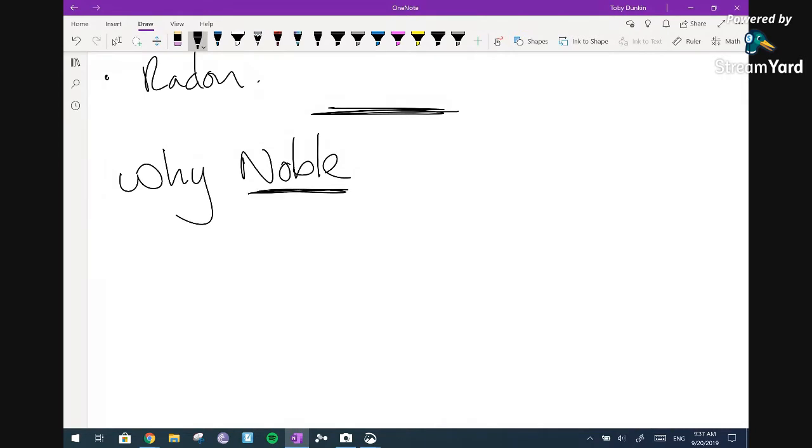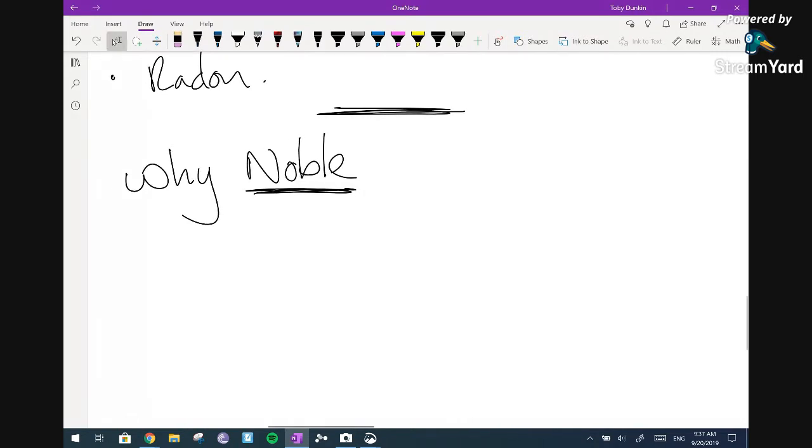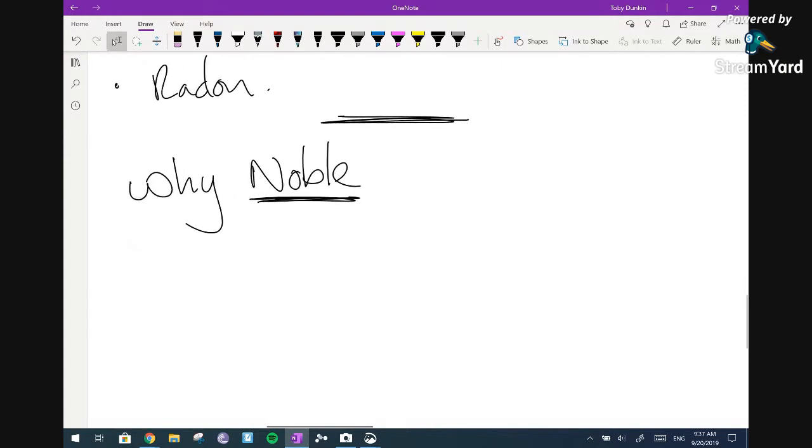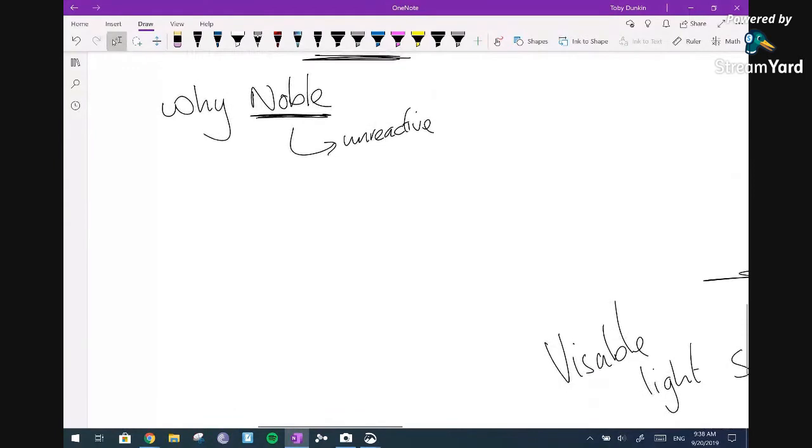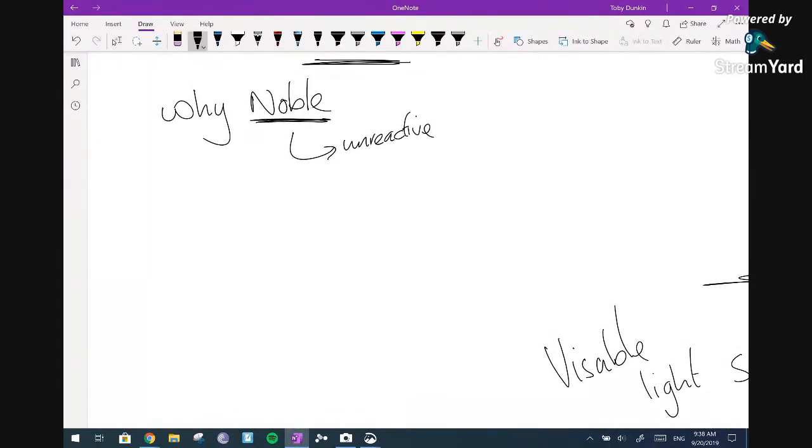And I love the word noble here because I'm using this word in two ways. One, because of the gases having that family name, the group name, but also because the word noble means royalty. So why noble? Why unreactive? Why don't they react with anybody else? And it turns out that it's all about their electrons in their outer shell. So let's have a look at what this looks like.